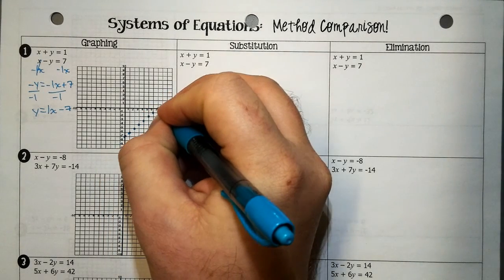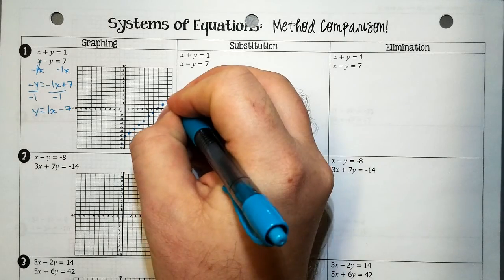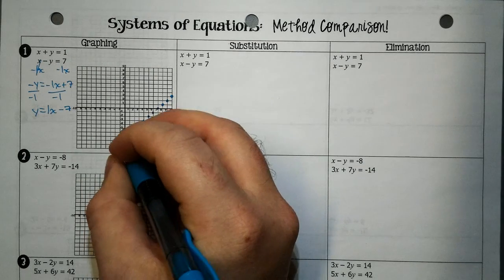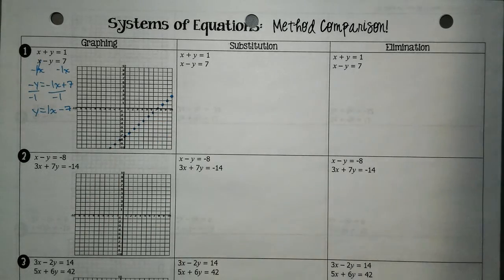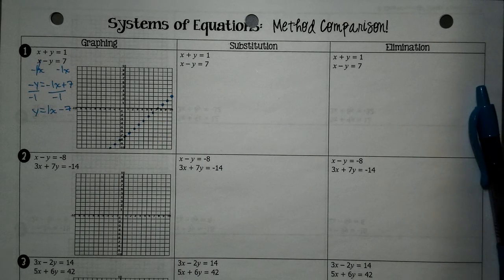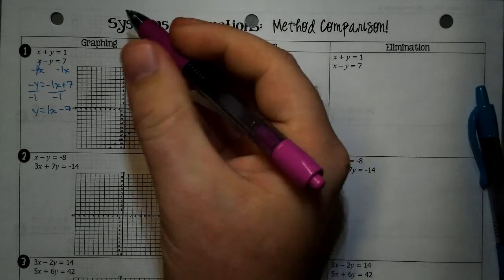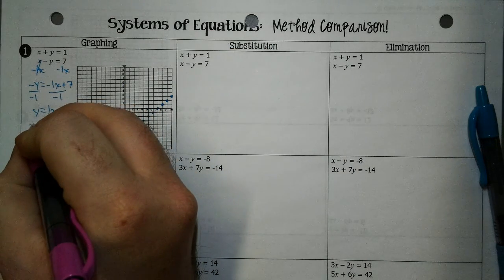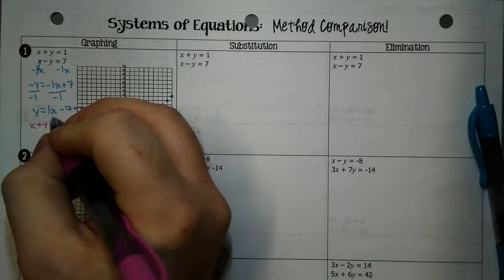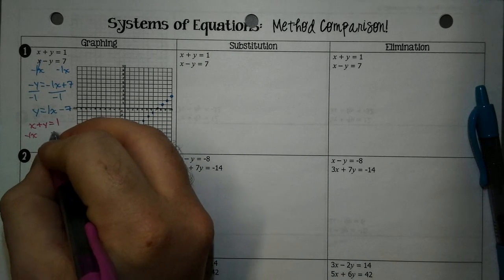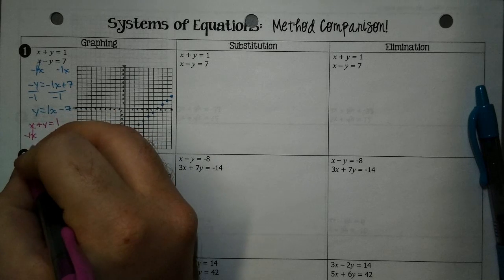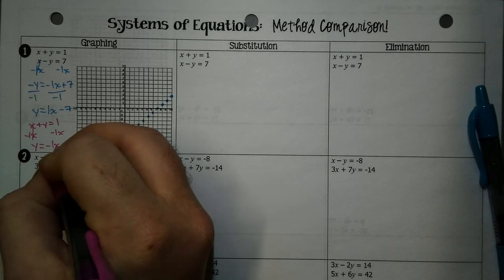And then whenever you run out of room going to the right, you're going to go to the left and just go backwards. So down 1 over 1. All right, there's our first one. Now for our second line, we've just got to take x plus y equal 1. We've got to change that one into y equals. So move my x, and I get y equals negative 1x plus 1.